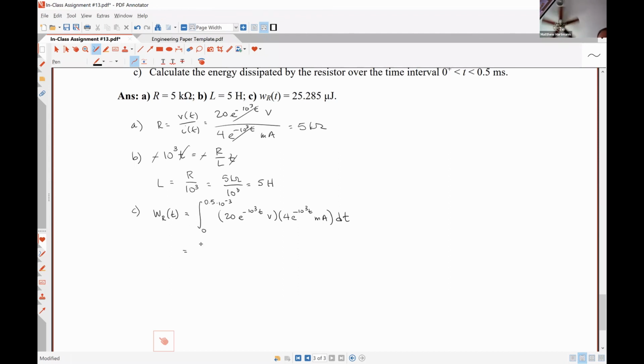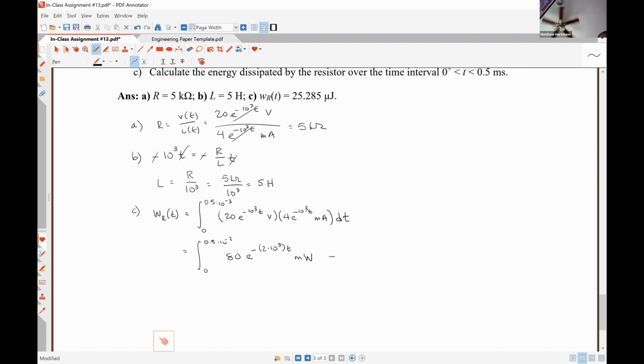Dang it, my email's popping up for me. 0.5 times 10 to the minus 3. So let's see, 20 times 4 is going to give me 80 e to the minus 6 t, oh, excuse me, that's not right. So 10 to the 3 plus 10 to the 3 is 2 times 10 to the 3 t. And my units here would be milliwatts.